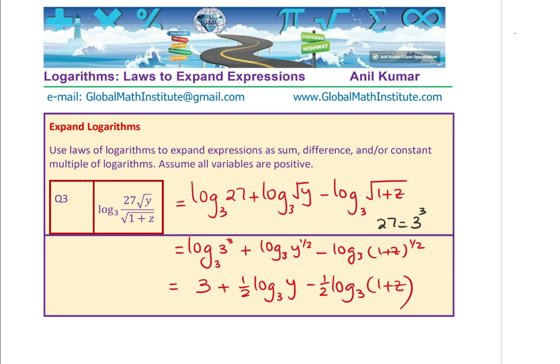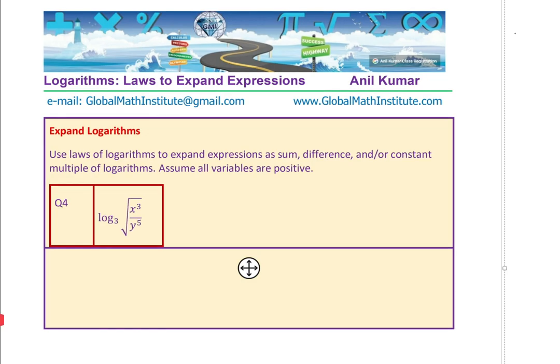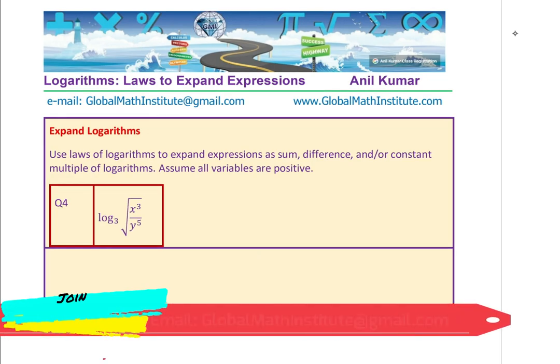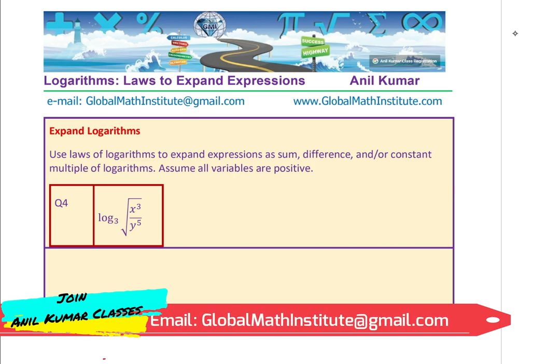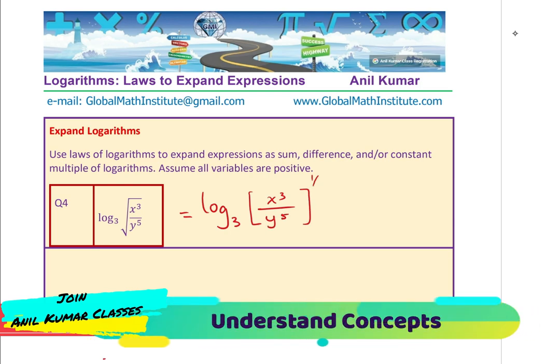Now let's move on to question number 4. Question number 4 utilizes the properties of what we just learned. But here there is a twist. Can you pause the video and answer it for now? Let me rewrite this question as log to the base 3 of what? So we are writing it like this. We have x cubed in the numerator, y to the power of 5 in the denominator, and everything is to the power of half. Now how will you write this?